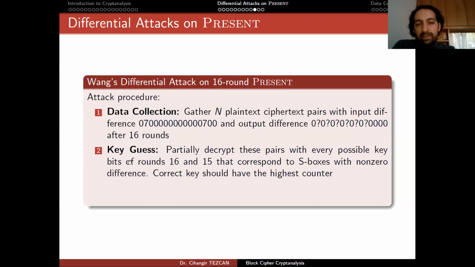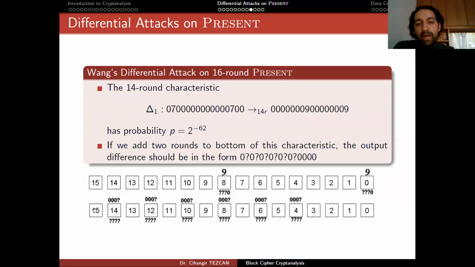Then we perform a key guess part. This is actually the cryptanalysis part. Partially decrypt these pairs with every possible key bits of rounds 16 and 15 that correspond to the S boxes with non-zero difference. The correct key should have the highest counter. So this means that you have n pairs with this output difference.